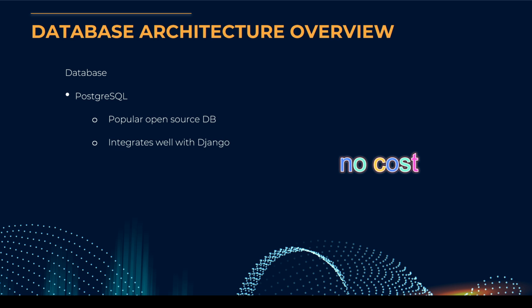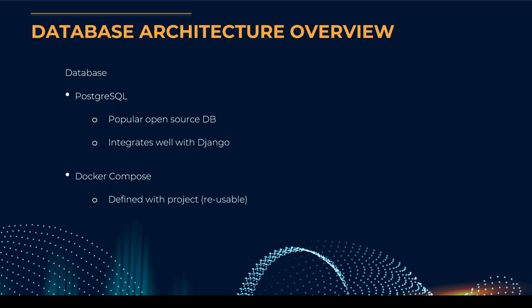Django comes with built-in support for Postgres and is all documented in the official Django documentation. It's one of the officially supported database options you can use with Django. We are going to be using Docker Compose to configure our database for our project. So this will allow us to define the database configuration inside our actual project source code, which means it's reusable for other developers who might be working on the project, or if we want to shift from one machine to another, and it's also reusable for our development environment.